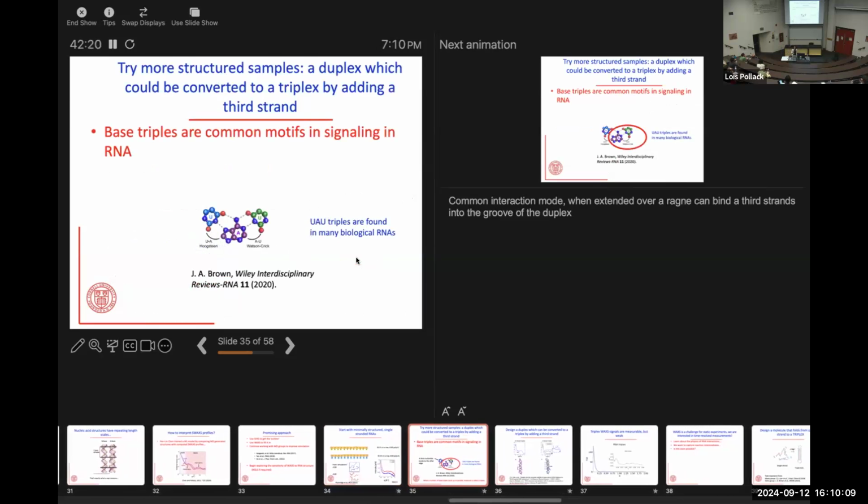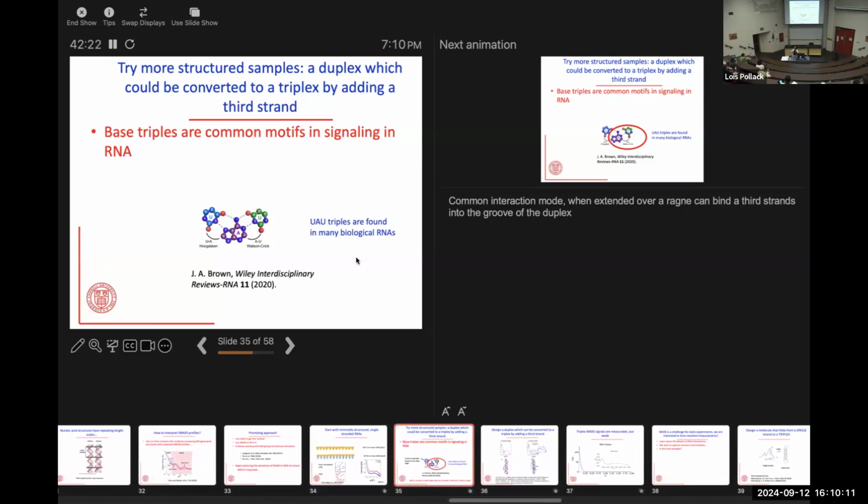And so we tried more structured samples over here to get these length scales in there. And so we wanted to take a duplex. I've told you a lot about duplexes, but we can actually make them even more rigid by adding a third strand that kind of threads through the groove.